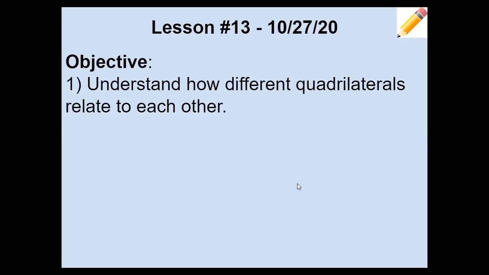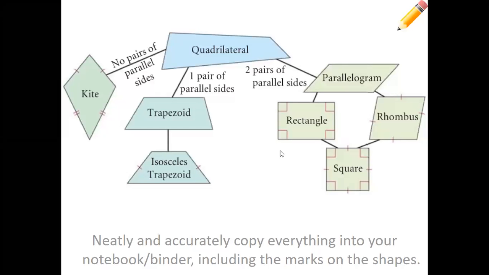Hi, geometry. So this is objective number 1 of lesson 13, and it is to understand how different quadrilaterals relate to each other. So please make sure you write this objective down. This is a super awesome diagram that you need to copy into your notebooks. Just to make sure that it's super clear, feel free to take one of your pages and turn it sideways, so that all the information is not squished together, okay?